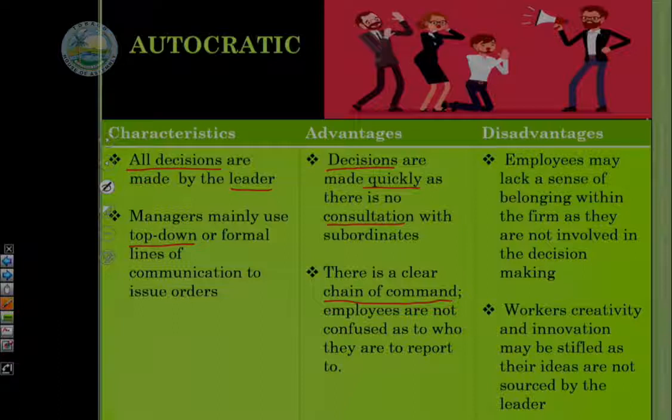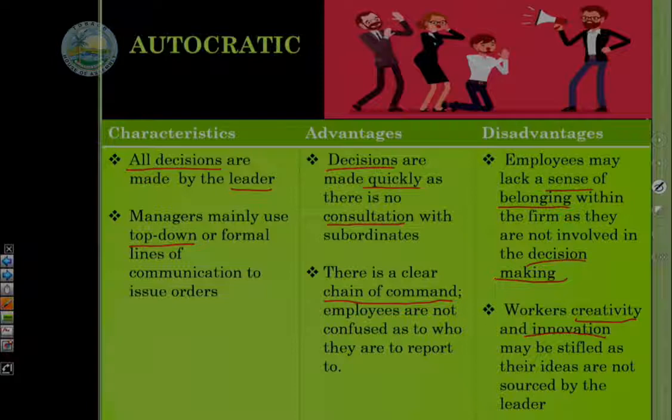Disadvantages: employees may lack a sense of belonging because everything is being told to them. And they will definitely lack creativity and innovation. They would not feel like a part of the organization and want to contribute to the organization because their opinions do not matter, or the leader does not want to hear what that subordinate or employee has to say. So this is definitely a disadvantage in terms of the decision-making process. All right, it stifles creativity, so we have to be careful with that.